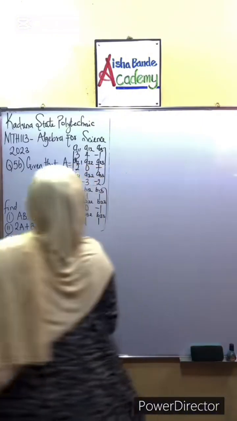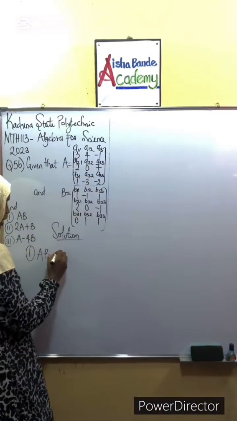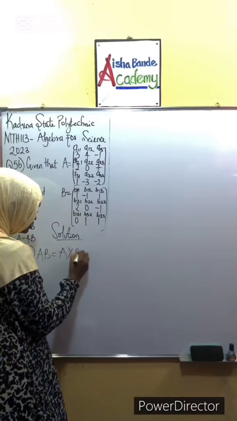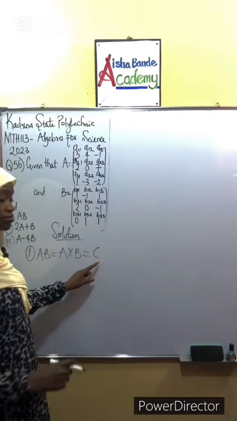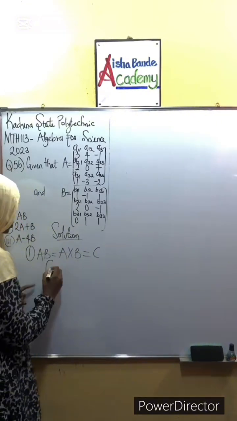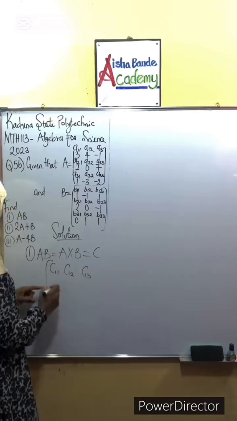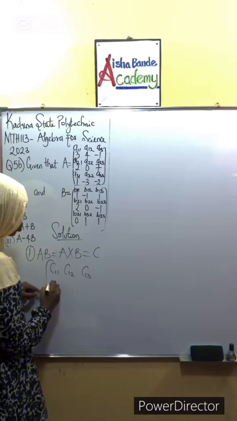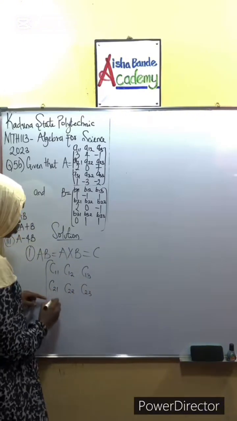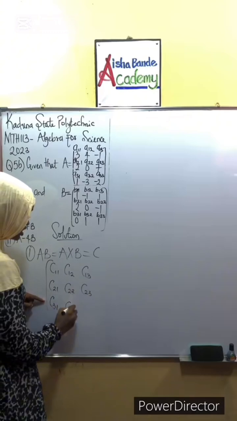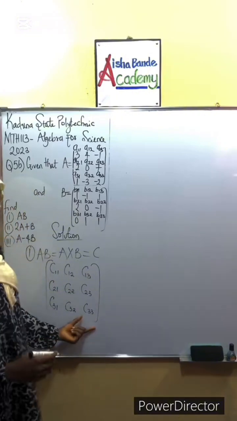So let's begin. We are asked to find the first one, which is AB. AB simply means for us to multiply A times B. If we do this, we are going to get a third matrix, which is matrix C. This matrix C is going to be C11, C12, C13 on the first row, then the next row is going to be C21, C22, C23, then the third row is going to be C31, C32, and C33. So this is how our final answer is going to be.